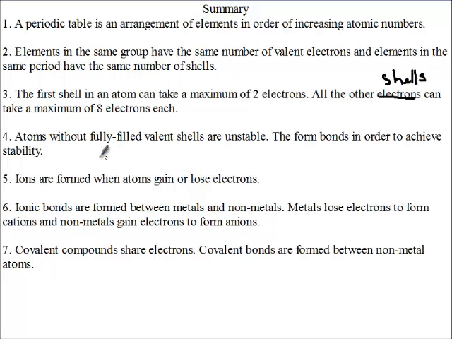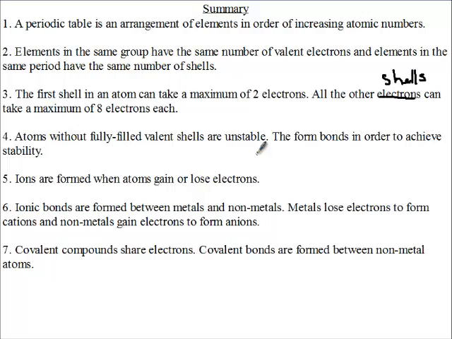An atom without a fully filled valence shell is unstable. That atom will form bonds in order to achieve stability. Now, there are two types of bonds that can be formed: ionic and then covalent bonds. When an atom loses or gains an electron, it becomes an ion. And that is the principle behind ionic bond formation.